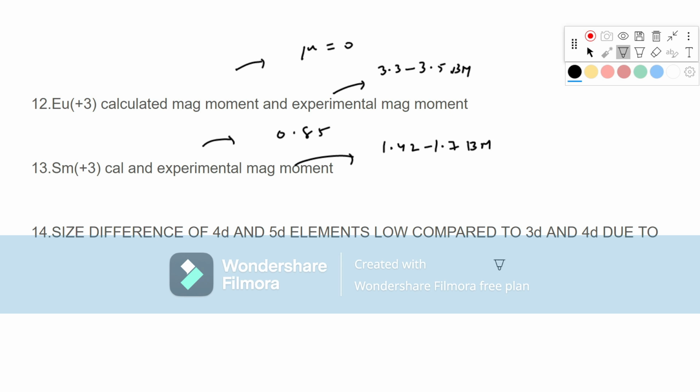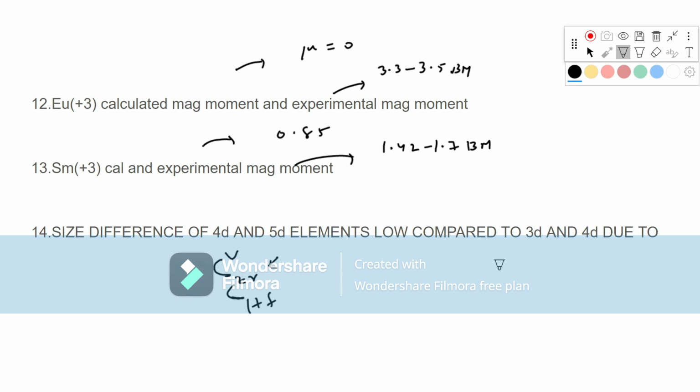Next, the size difference of 4d and 5d elements is low compared to 3d and 4d. So what is the reason? Suppose you take vanadium, zirconium and hafnium. Vanadium is a 3d element. The size difference between this and zirconium is high, but between zirconium and hafnium it is almost similar. The sizes of zirconium and hafnium, that means 4d and 5d elements, are almost similar. What is the reason? When it comes to here, the f orbital is involved, because the f series starts from here.